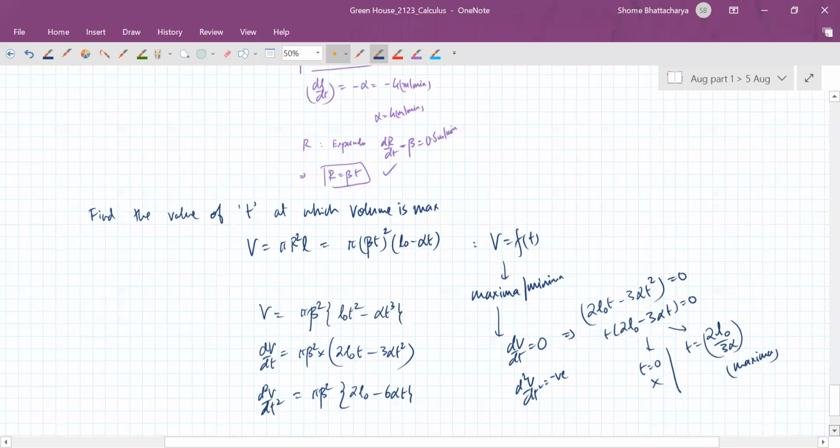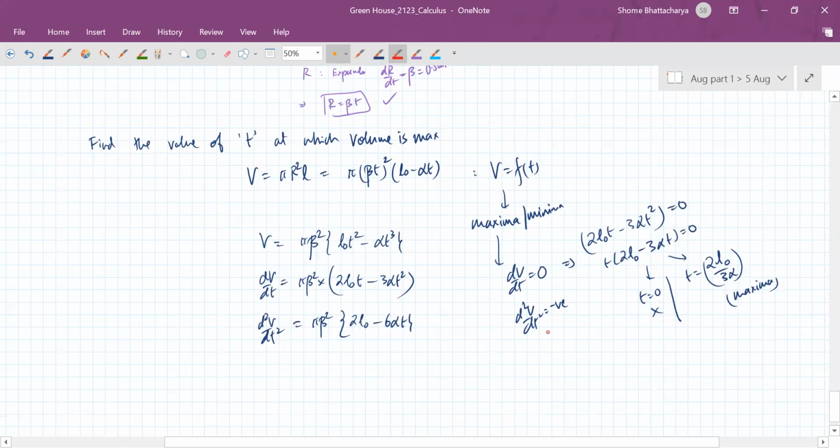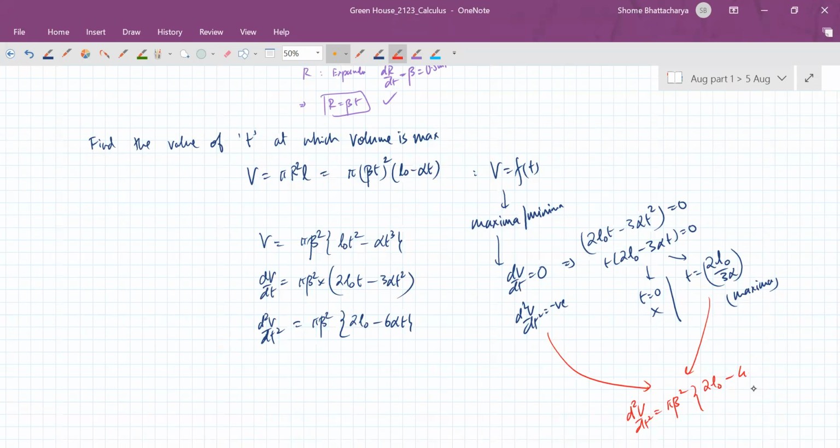You can check it by putting it in the second derivative also. If you put this value of time in the second derivative, you will see that you will get a negative quantity. So the second derivative is 2L naught minus 6 alpha into this, which will become 4L naught. So it will be negative.